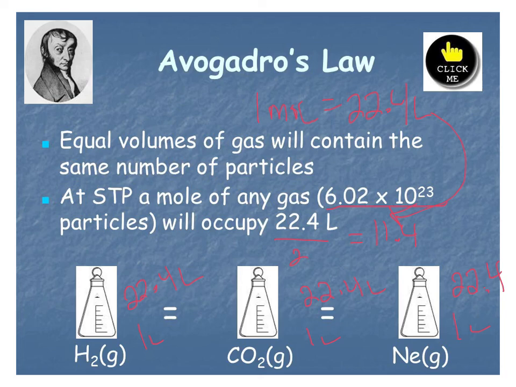Obviously, the mass of that gas will change because each gas has a different molar mass. As you can see here, each one is a little bit different, but the number of particles per volume won't change. And that's all that Avogadro's law says, that equal volumes of a gas will contain the same number of particles. And that's pretty much it.